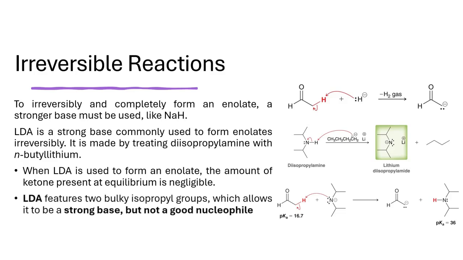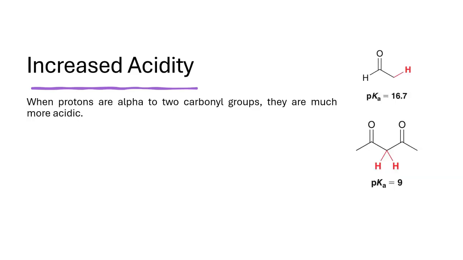LDA features two bulky isopropyl groups, which allows it to be a strong base, but not a good nucleophile. Increased acidity: when protons are alpha to two carbonyl groups, they are much more acidic. Note here, with only one carbonyl group, the pKa of the alpha proton is 16.7. With two carbonyl groups, the pKa of the alpha protons is 9.